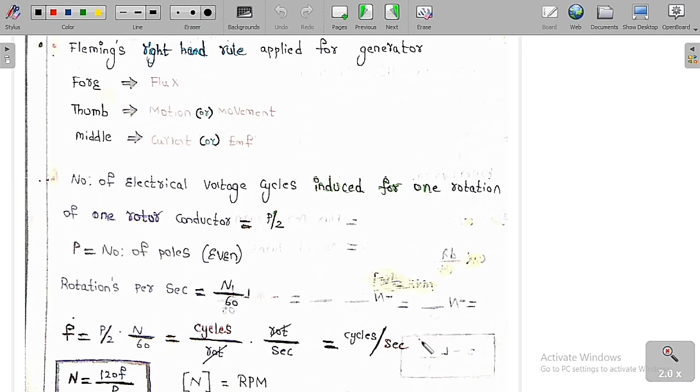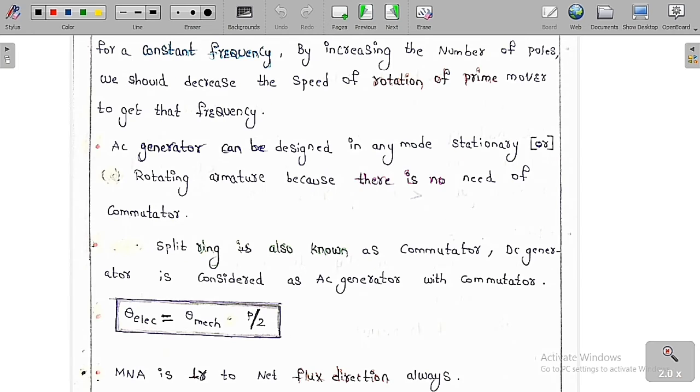So therefore, if you do the manipulation, we are going to get N is equal to 120 F by P, where N is the number of revolutions of the rotor in 1 minute, which is RPM. So for a constant frequency, by increasing the number of poles, we should decrease the speed of rotation of the prime mover to get that frequency.